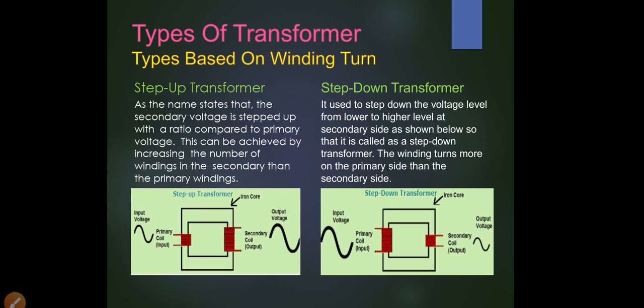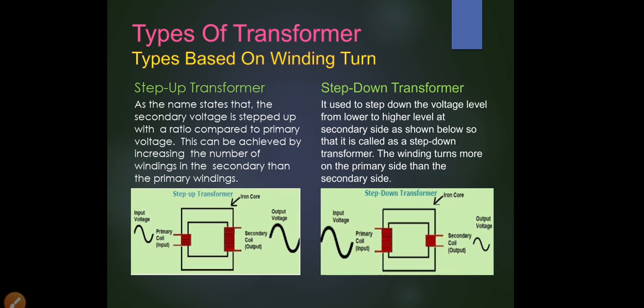It is used to step the voltage level down from a higher to a lower level at the secondary side, as shown below, and it is called the step down transformer. The winding turns are more on the primary side than the secondary side. Generally, a step down transformer is used in rectifying circuits. How does it act? The 230 volts input is converted to 110 volts, 24 volts, 12 volts, 3 volts, 6 volts or 9 volts, like that, less than the total. That is called the step down transformer, right?